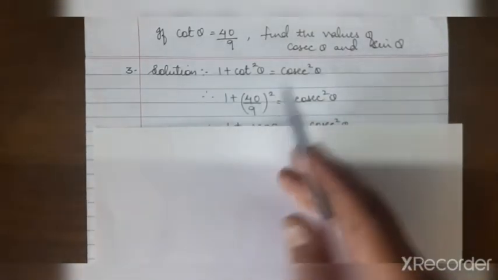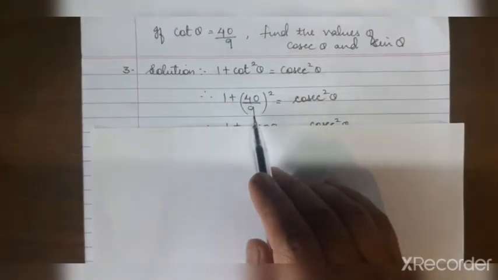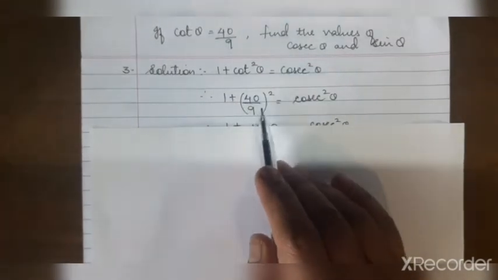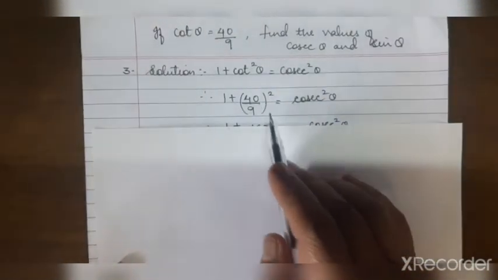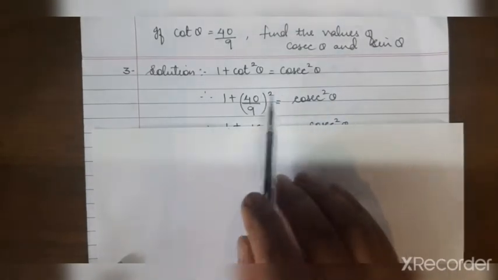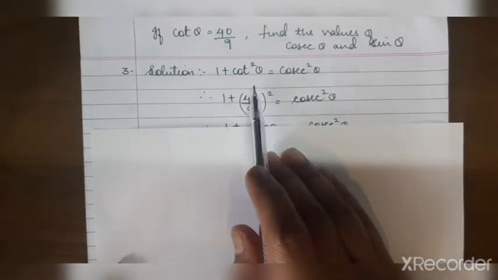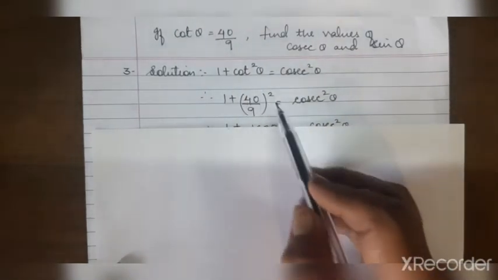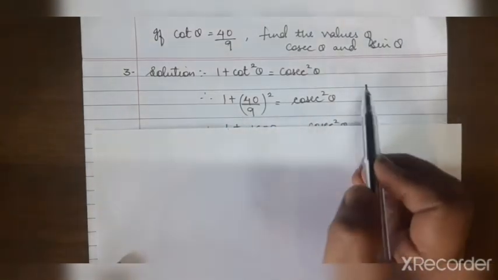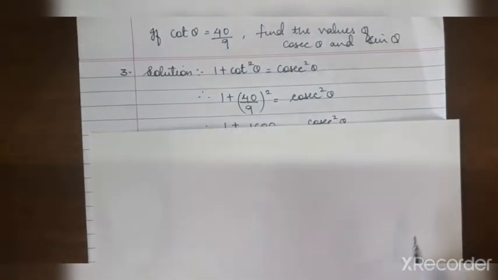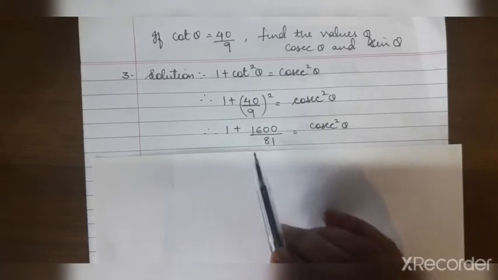or first we can shift, and then solve. Here it is already along with 1 plus 40 upon 9, the whole square. But if it was on the other side, then first you can shift and then solve. Since cosec is already on one side and the constant numbers are on the other side, we will open the brackets here only. But if this 40 was on this side along with cosec, either you can shift first or you can open the bracket and solve, as we did in the first sum. So here, opening the brackets, 40 square is 1600, 9 square is 81.